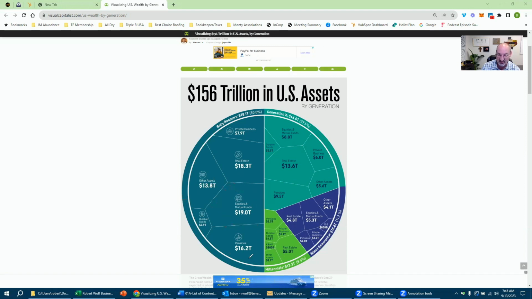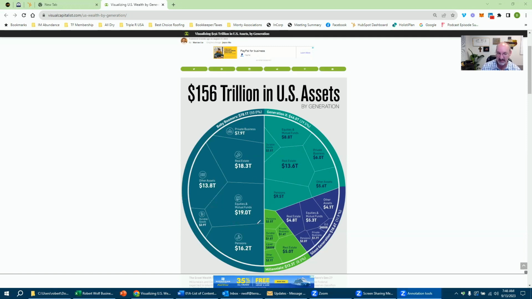Okay, so you got 16 trillion, and this 16 trillion is not going to exchange hands. That's not how those work. And then you have other assets and durable goods. So you kind of see how the $78 trillion, or 50% of that, is baby boomer.